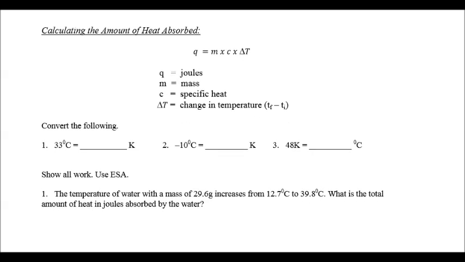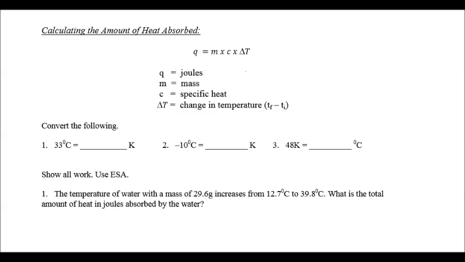So we have an equation for calculating heat. And it's not hard. It's Q equals mc delta T. Q is the joules of heat that are absorbed or released. M is the mass of the object. C is the specific heat of the object. And delta T is the change in temperature, Tf minus Ti, the final temperature minus the initial temperature.